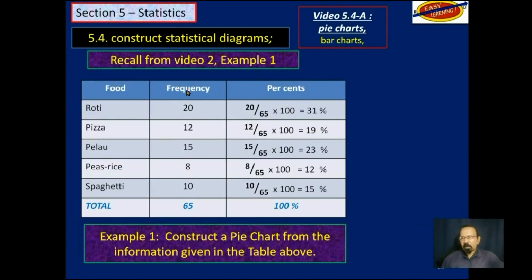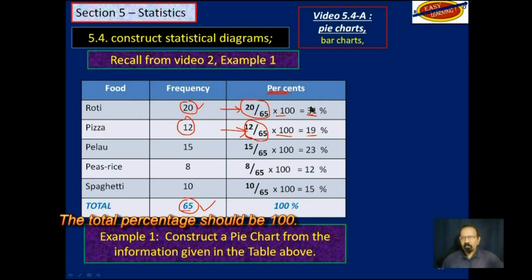So firstly, you would add up the frequency to see what is the total. And in this case, we got 65. Then you would add a column and call it percent, and you would express each of these frequencies as a percentage of the total. So this first one here is 20 out of 65, multiply by 100, and you get 31%. And the next one is 12 out of 65, multiply by 100, and you get 19%. So you're expressing these fractions as percentages, and so on.